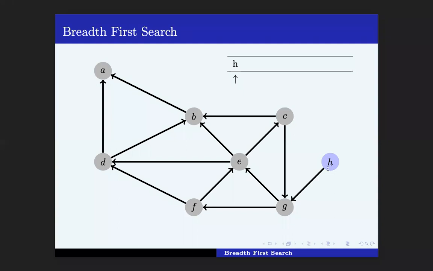Then who are its neighbors? I mean out neighbors. G is its out neighbor. It has only one out neighbor, and that is G. So G is at level 1. Is there anything else at level 0? Level 0 only had one vertex, of course. So I'm done with level 0. Now I go to level 1.